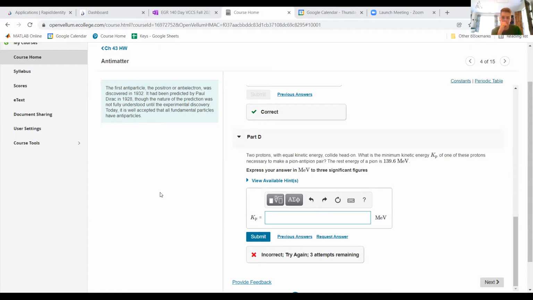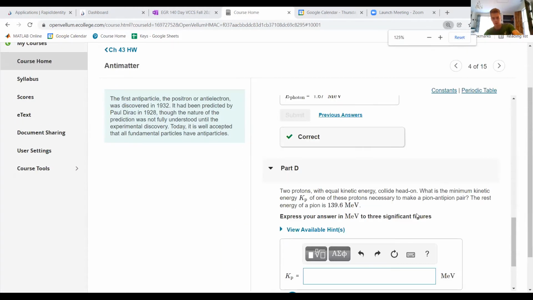Okay. I'm trying to make my screen bigger. Let me figure out how to do that real quick. Oh, I can zoom in. Here. Okay, maybe, yeah, gotcha.